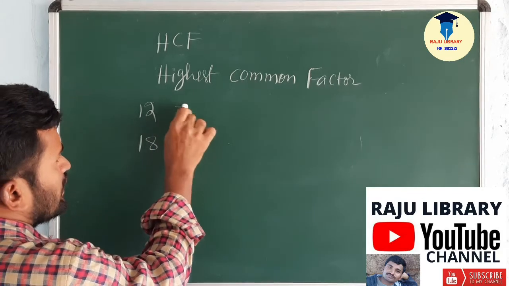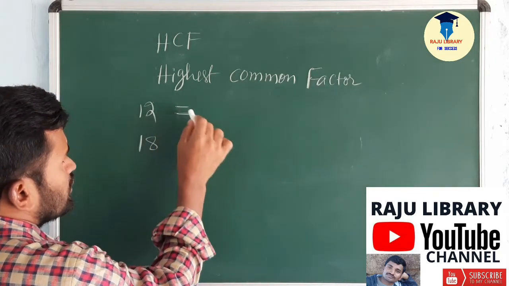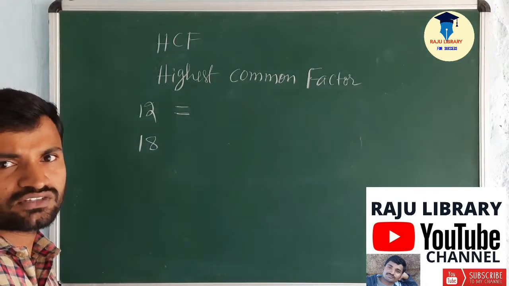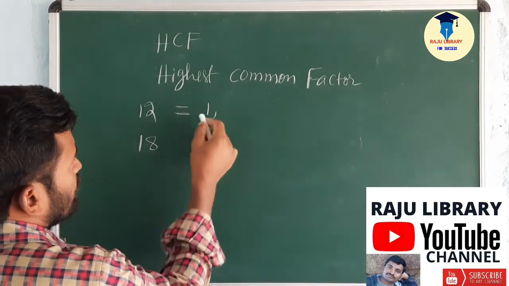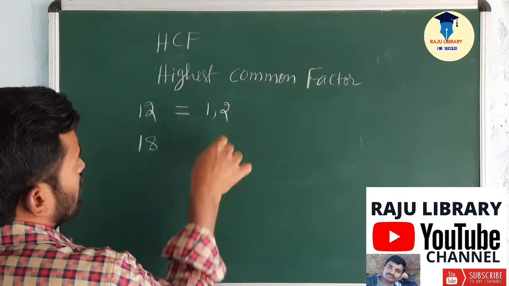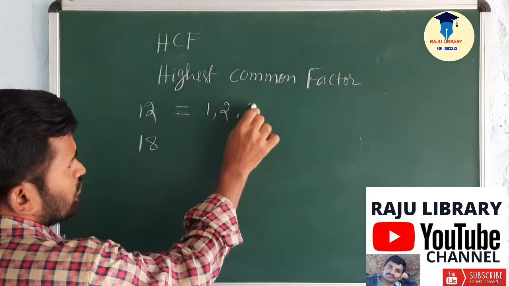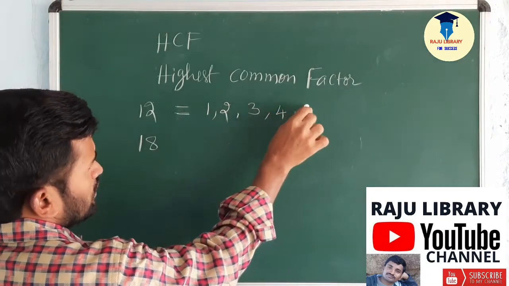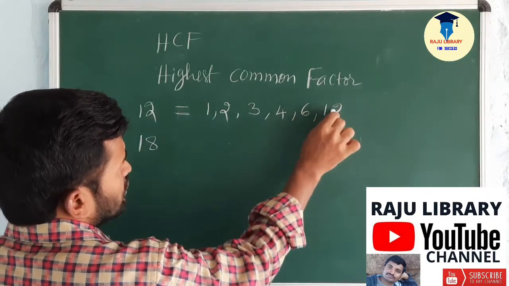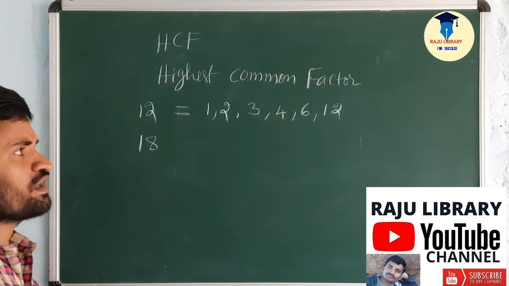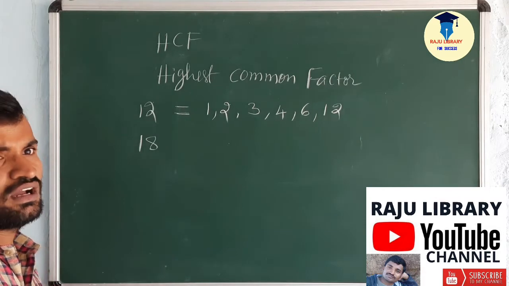first of all write the factors of 12. 1 is a factor of 12, 2 is a factor of 12. Why? Because 2 times 6 is 12, 3 times 4 is 12, 4 times 3 is 12, 6 times 2 is 12, 12 times 1 is 12. So these are the factors of 12.